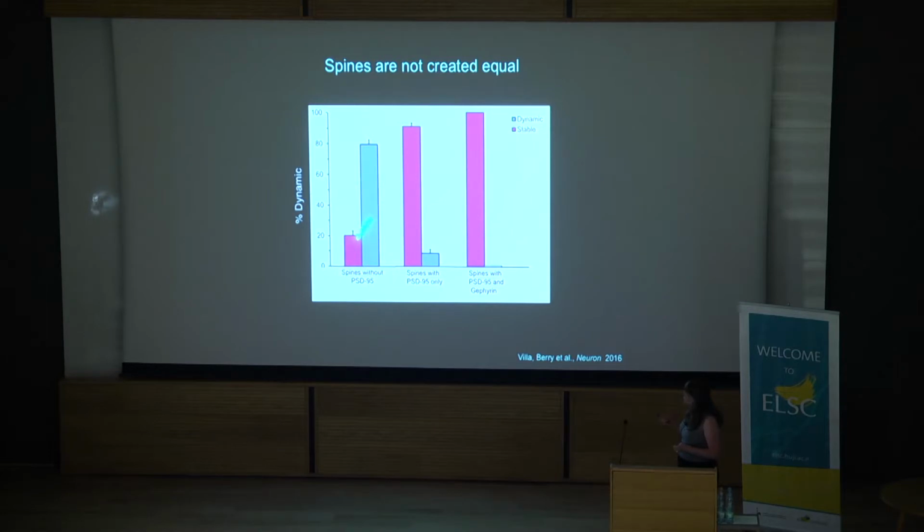Okay, so these spines without the PSD95 are extremely dynamic. The ones with the PSD95 are occasionally dynamic, but a lot less than the ones without. And then these spines with both PSD95 and Gephyrin are extremely stable. We have very, very few examples in hundreds and hundreds of spines where we've seen a spine like this change. So when you're looking at spines without a synaptic label, you can't really distinguish between these categories that are molecularly different.